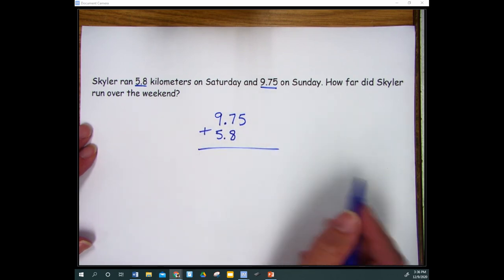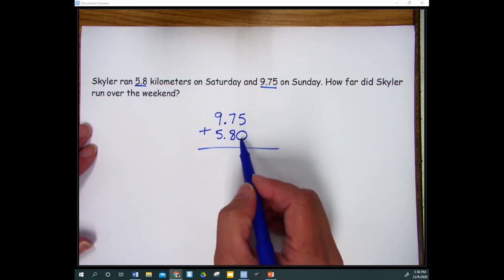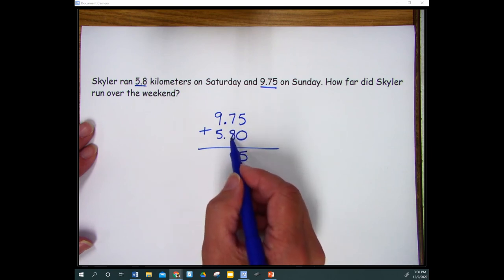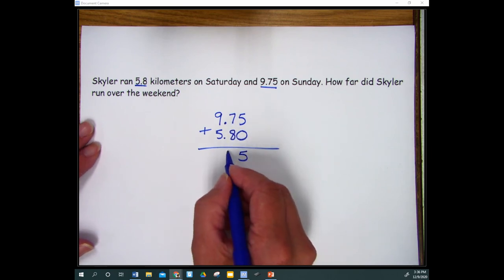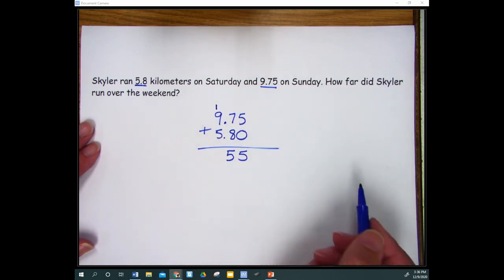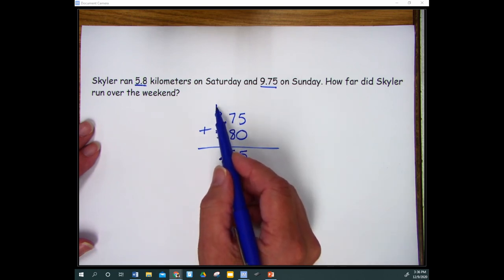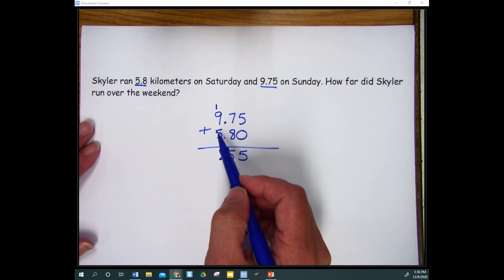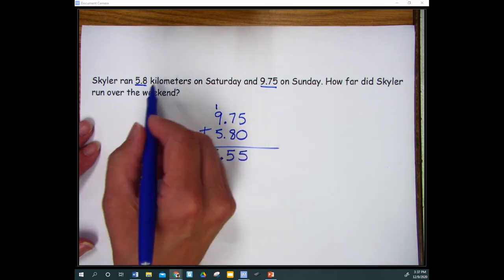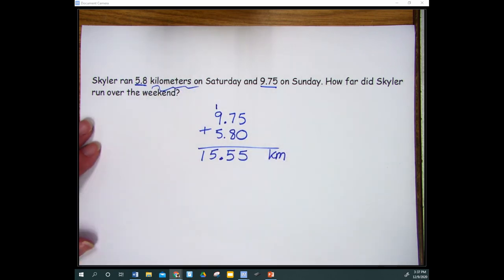And now we can add. Now I'm going to go ahead and put a 0 in here just to even it out a little bit. 5 hundredths plus 0 hundredths would be 5 hundredths. 7 tenths plus 8 tenths would be 15 tenths. That's the same as having 5 tenths. And 10 tenths, why, that's the same as having 1 whole. I need my decimal point. 9 plus 1 plus 5, that would be 15. Okay, so 5 ones and 1 ten. And my unit would be kilometers. And that can be abbreviated km.